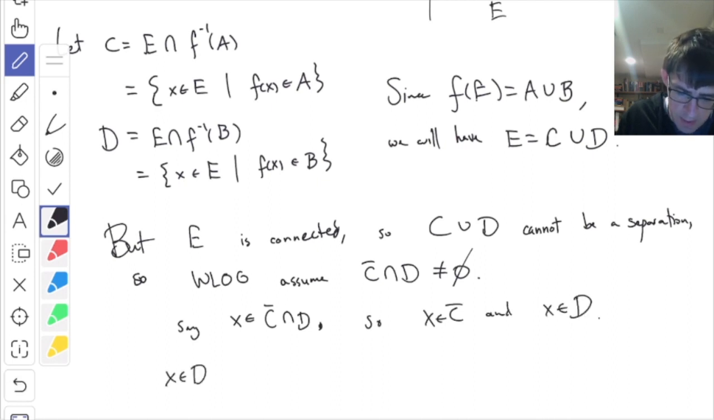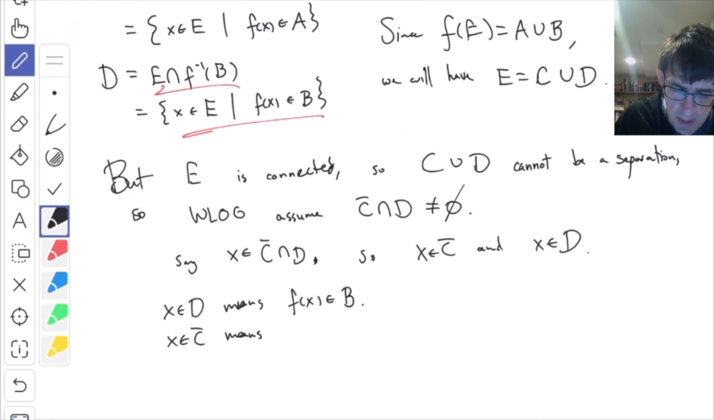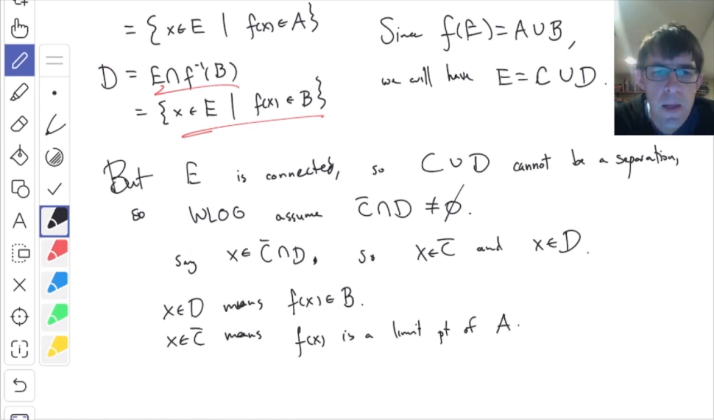x is in D means, remember the definition of D is here, it means f of x is in B. All right, what does x in C bar mean? It doesn't mean f of x is in A, because that's what C is. It's C bar. What it means is x is a limit point. Well, x being in C means that f of x is in A, but C bar is the closure, which includes all the limit points. So it means f of x is a limit point of A.